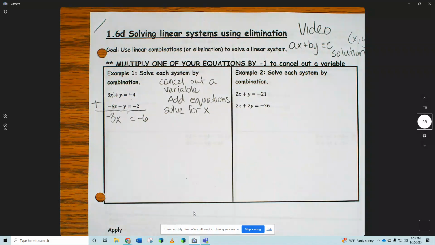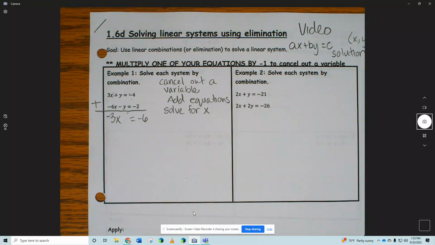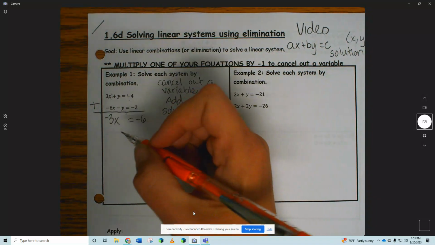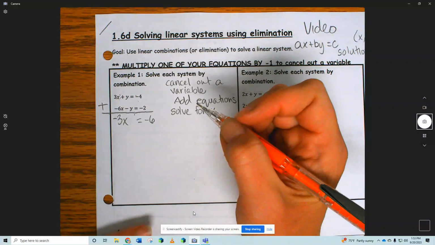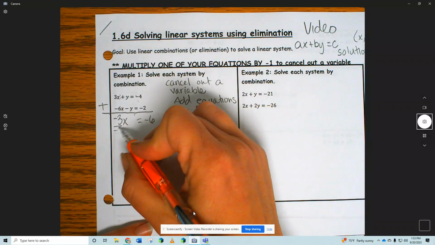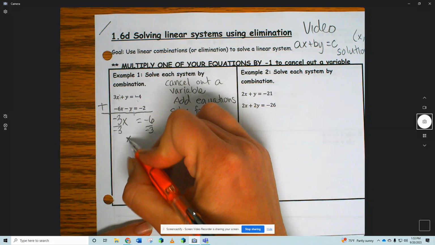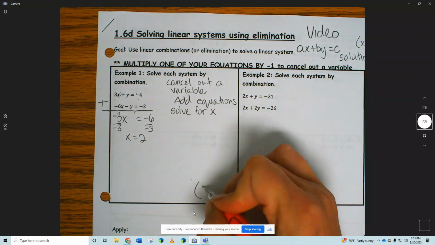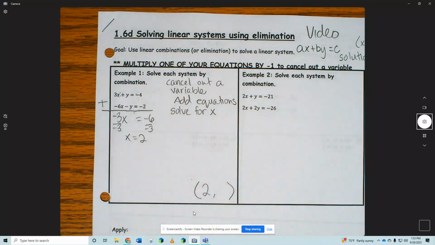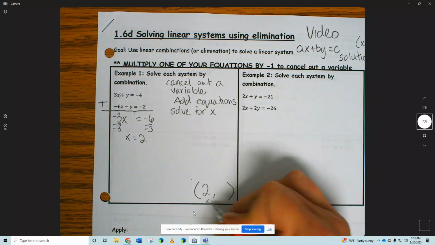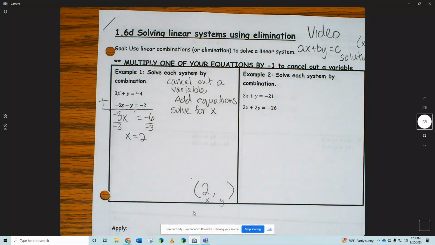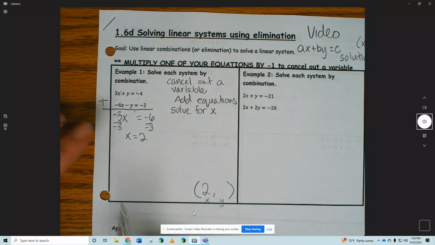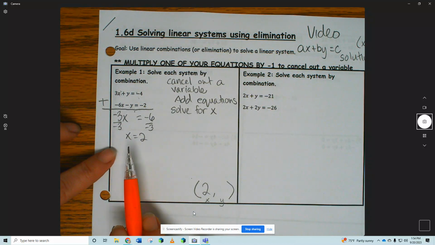Next step is what? Yep. Divide both sides by -3. X equals 2. And that is the first number in my ordered pair, because, you know, x comma y. All right. So now I found x.